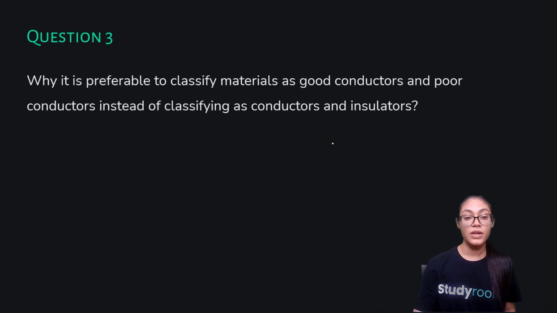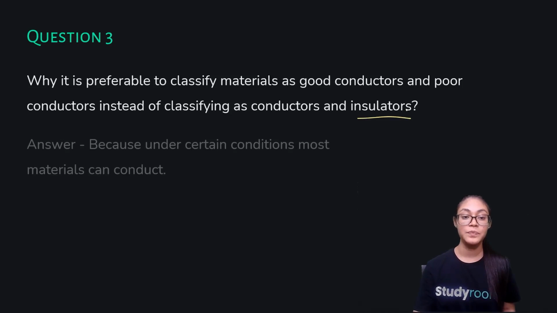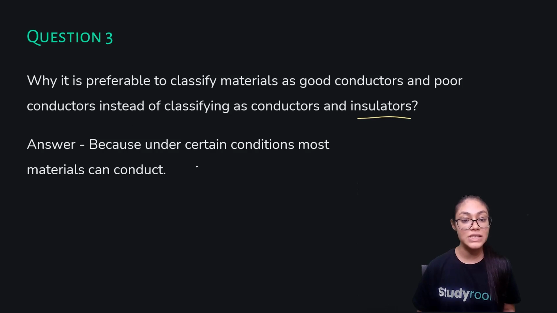Now, the question is asked: why is it preferable to classify materials as good conductors and poor conductors instead of classifying them as conductors and insulators? The answer is that if the materials are exposed to certain conditions, most materials can conduct. That is, the poor conductors then become good conductors. Clear?